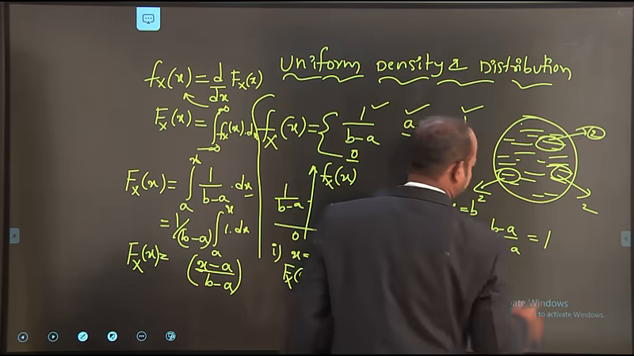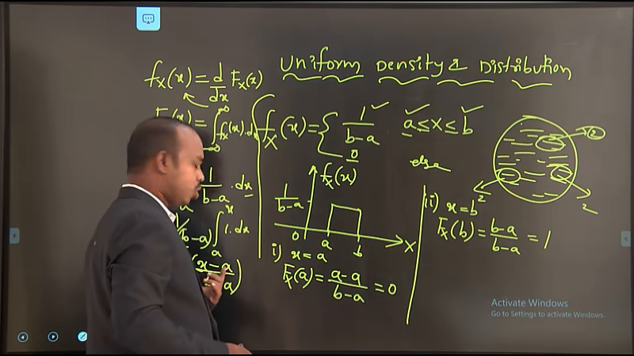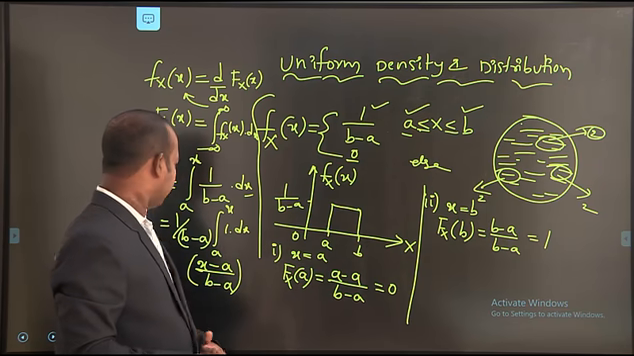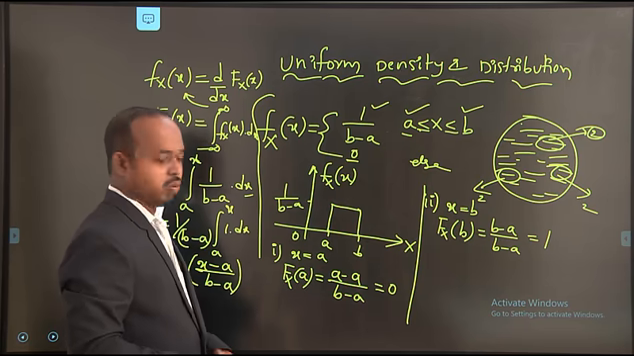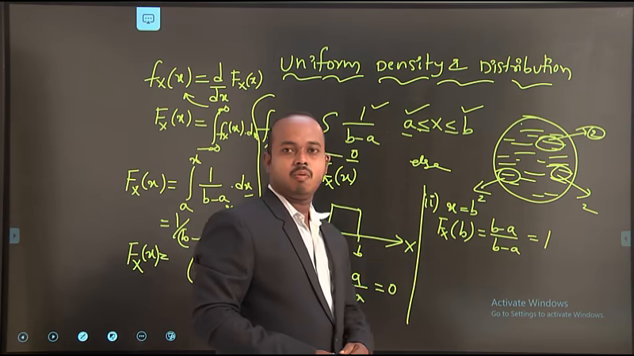Is equal to 1. Here, when the value is x = a, we are obtaining 0. For x equal to b, we are obtaining the value 1.